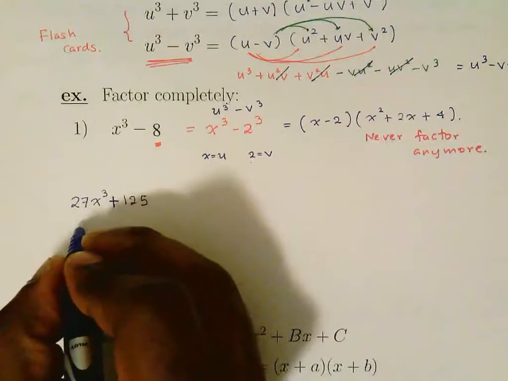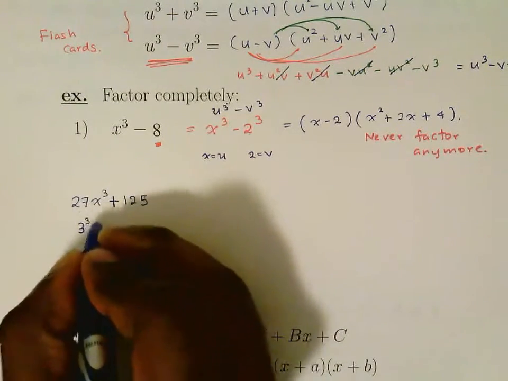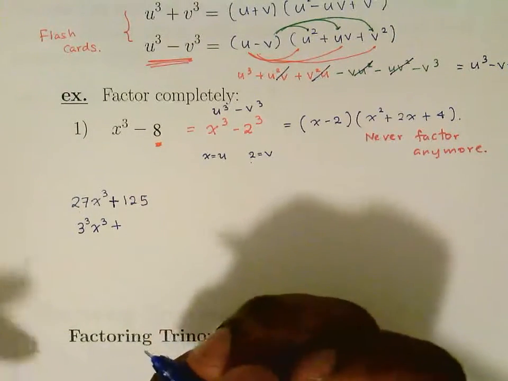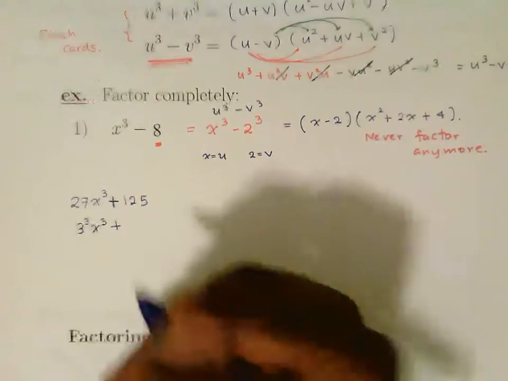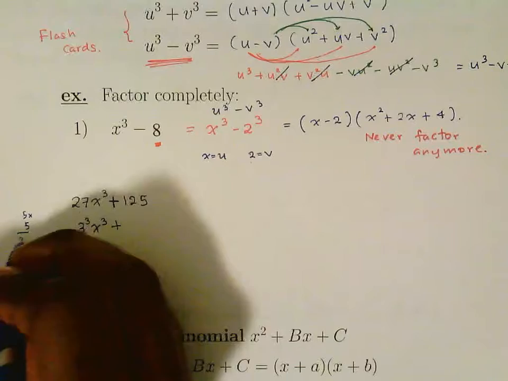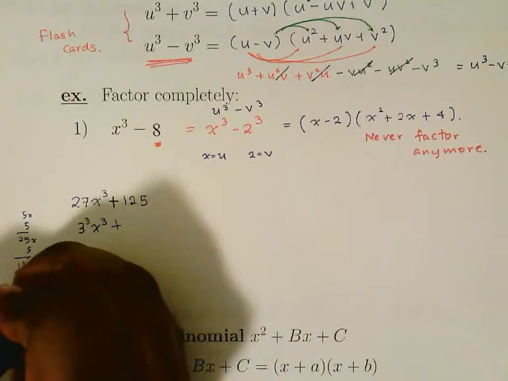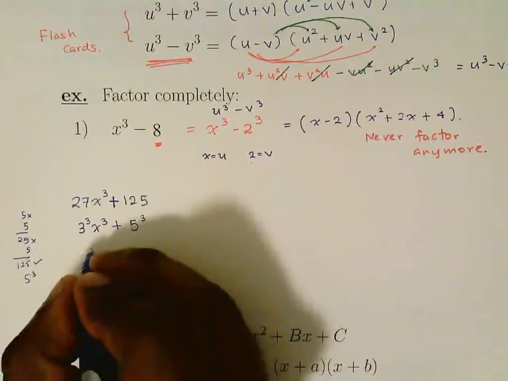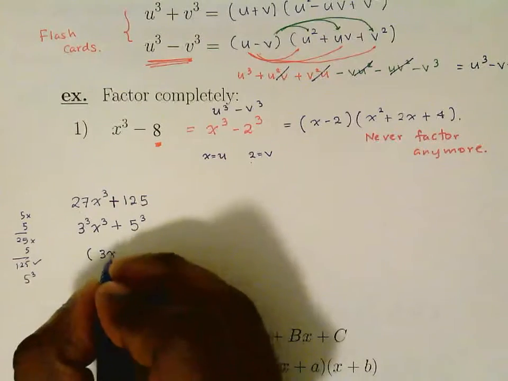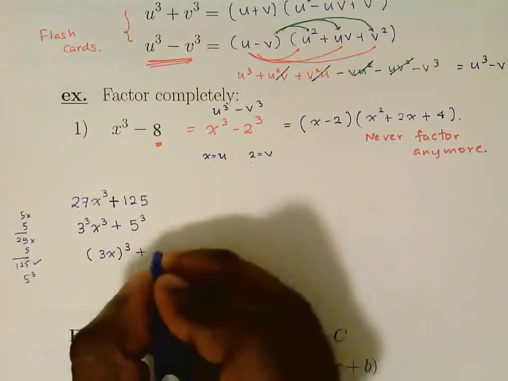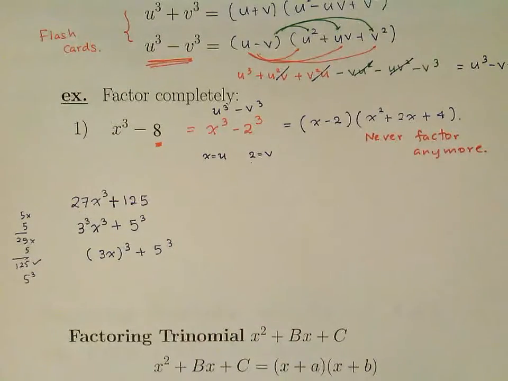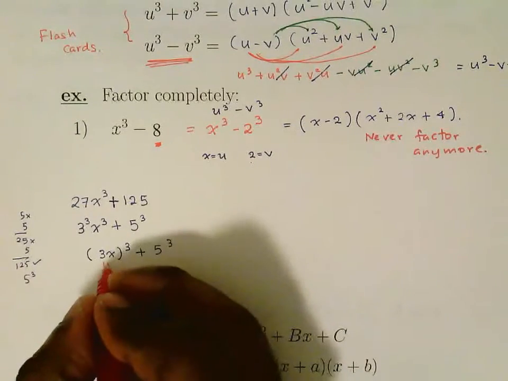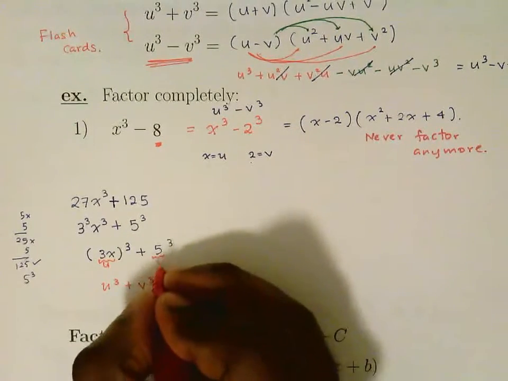But when you rewrite this, 27x cubed is the same as 3 cubed times x cubed, and 125. Well, 5 might work. 5 times 5 is 25. 25 times 5 is 125. So yes, 5 cubed. So just rewrite it once more: 3x, the whole thing cubed, plus 5 cubed. Now you can see the formula you're using is u cubed plus v cubed. This is your u and this is your v.